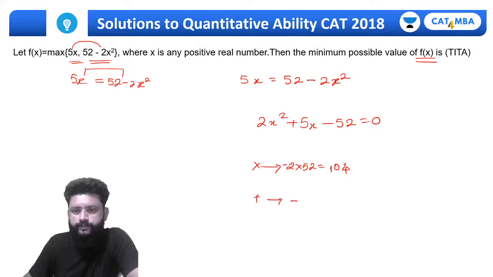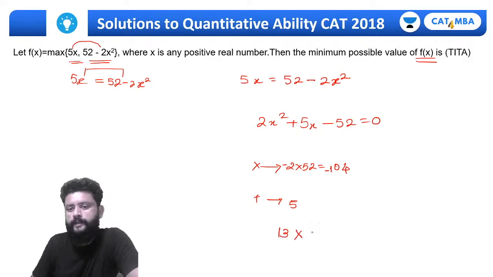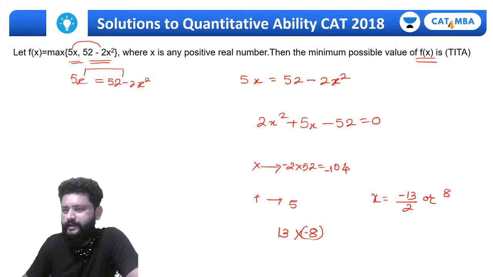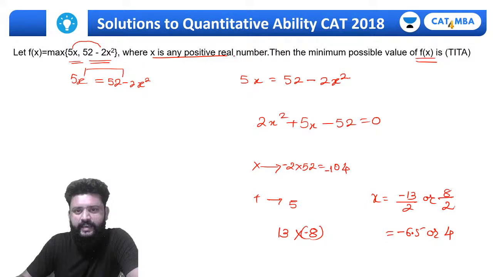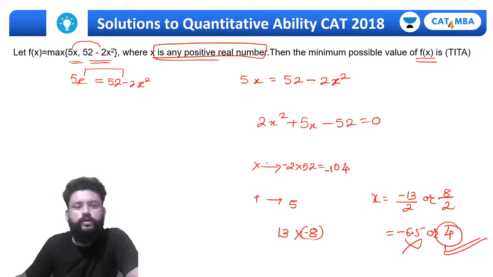Negative. Minus 104 and addition is 5 positive. Okay, so the numbers are 13 into minus 8, right? So what is the value of x? Minus 13/2 and 8/2, that is 6.5 and 4. We know x is any positive real number, so x cannot be 6.5, so x has to be 4. Put the value of x as 4.